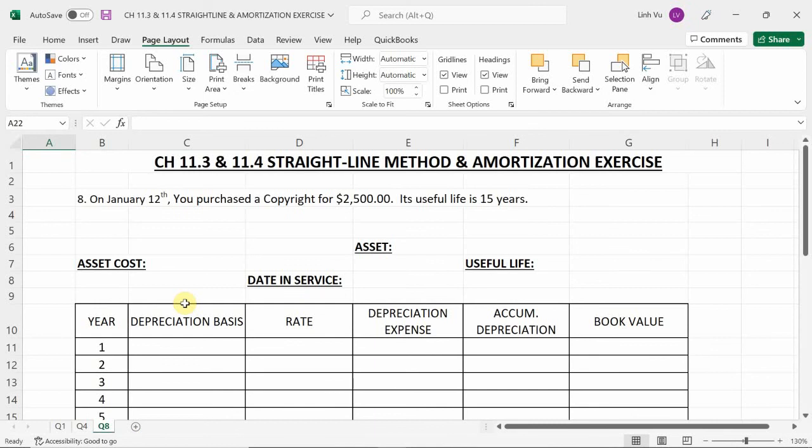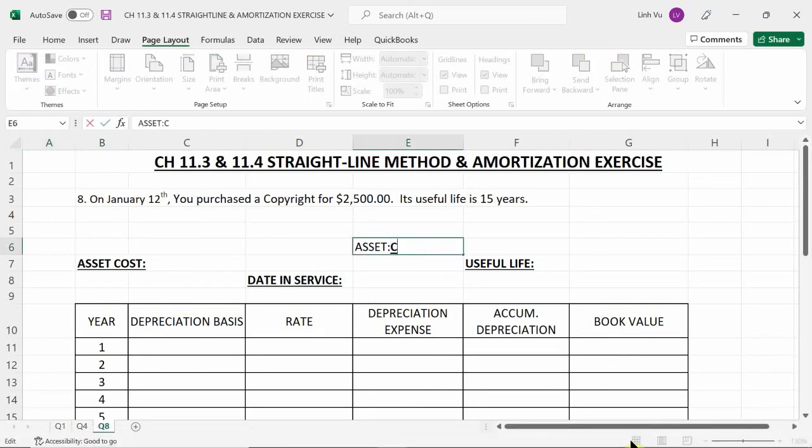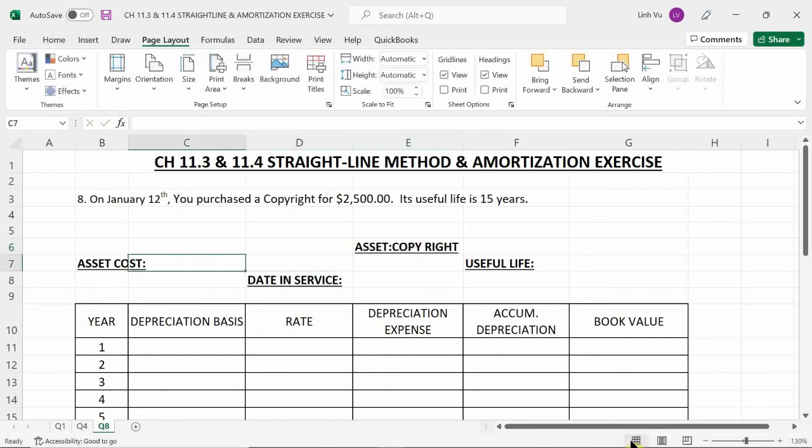Okay? All right. Last problem of the day here is I have a patent, or in this case, a copyright. So in this case, on January 12th, you purchase a copyright for $2,500. Its estimated useful life is 15 years. So what did I buy? Copyright. You bought a copyright. How much did that copyright cost you? $2,500. What's the estimated useful life? 15 years.